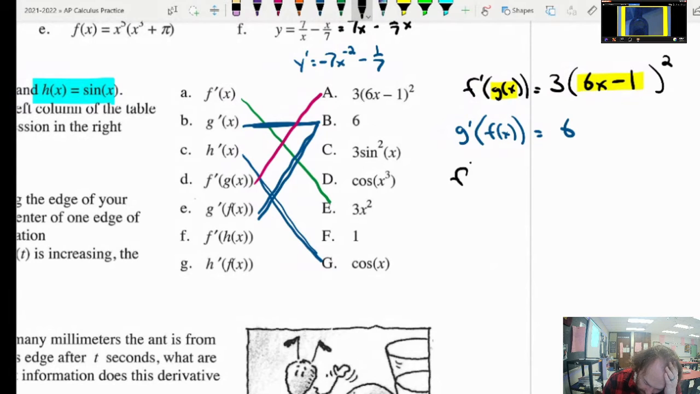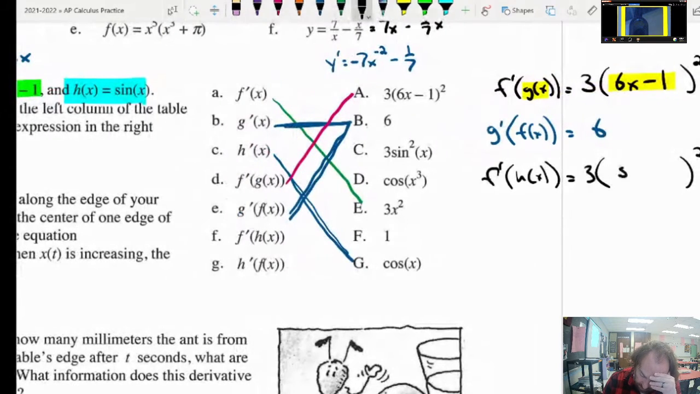Okay, and we got f prime of h of x, which is going to look very similar to our answer. It's 3 times something squared. H of x is the sine of x, so we'll plug that in. That's what h of x is. So we're looking for c right there.